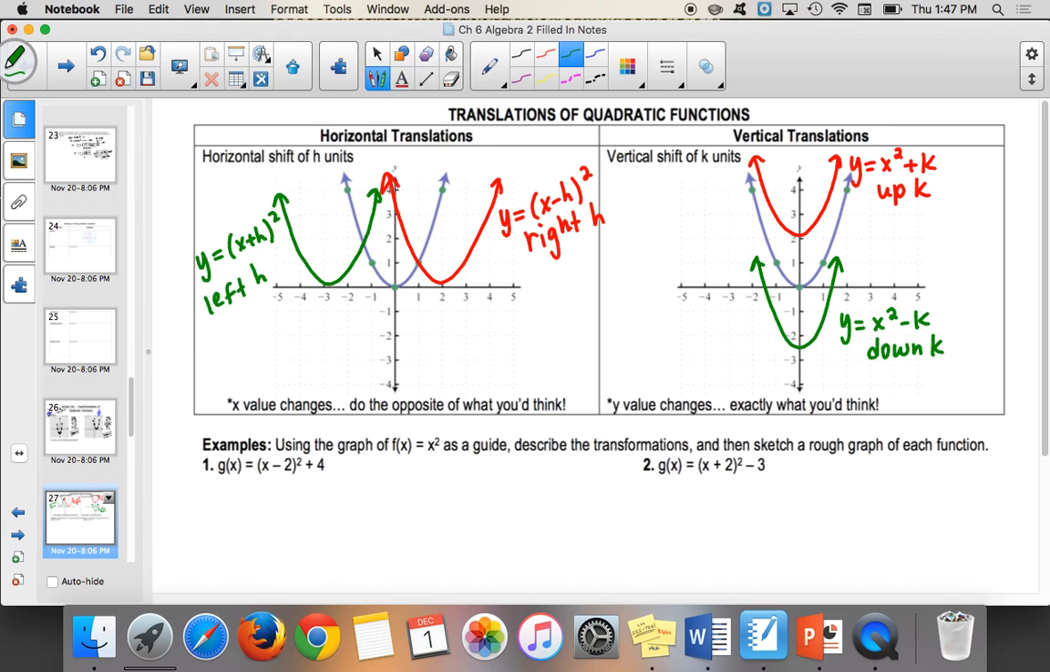Okay, so when the x value changes, so inside with the x, it does the opposite of what you think. If the y value changes, you do exactly what you think it does. So if it says plus, you go up. If it says minus, you go down.